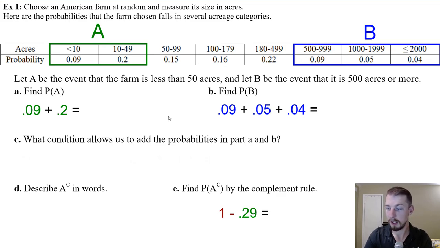All right, so that was it. Just a quick review: the difference between mutually exclusive and independent. We'll get to that in the last part here.